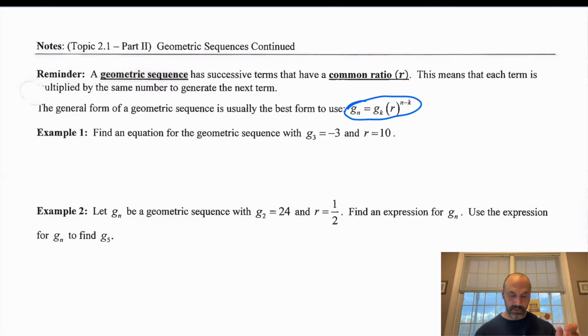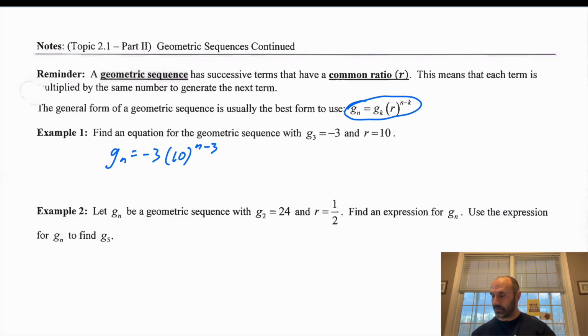So they want us to find an equation for the geometric sequence with g of 3 equals negative 3 and r equals 10. Okay, so g of n equals, so g of k, we're using g of 3, so this is just negative 3, right? R is 10, so 10 to the n minus 3, right? K is 3 here.